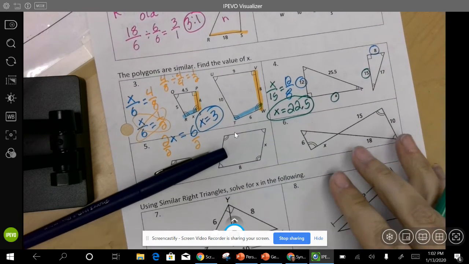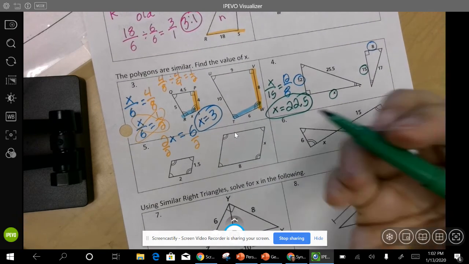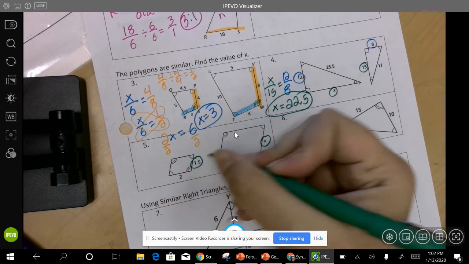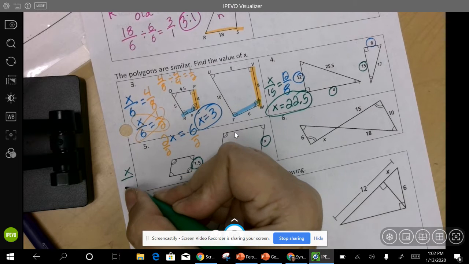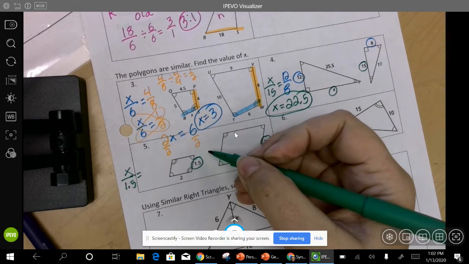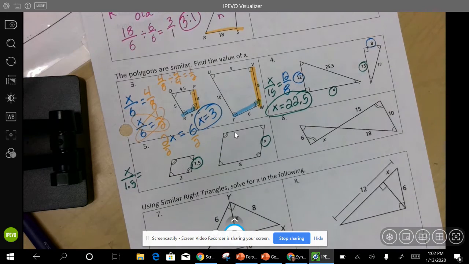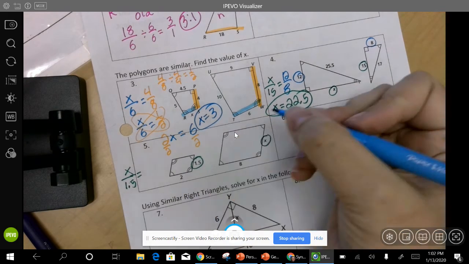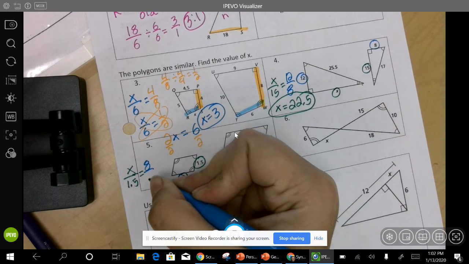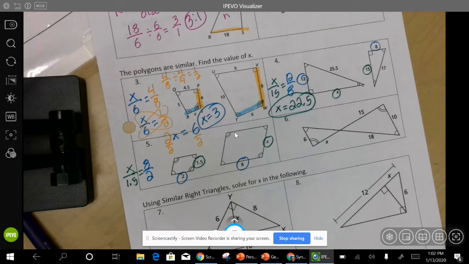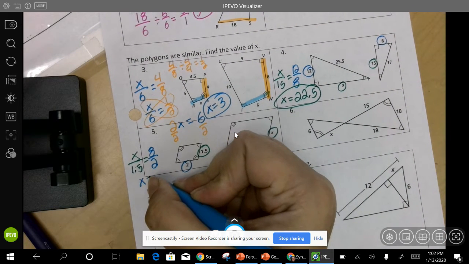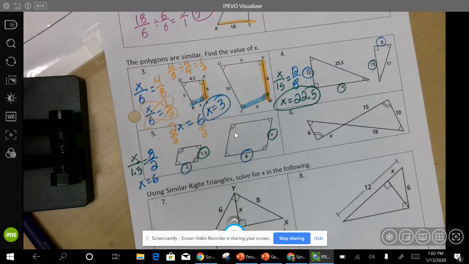Okay, same for the next one. Okay, so I'm going to set it up. So x over 5/10, or 1 and 5/10, is equal to, and then I'm going to do 8 over 2. Okay, cross multiply and divide. Get x is equal to 6.